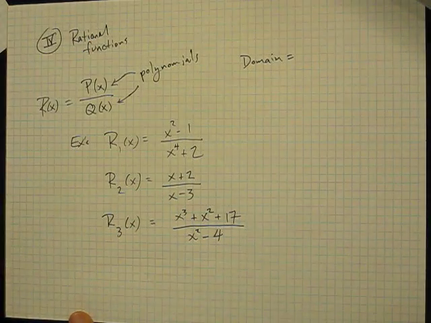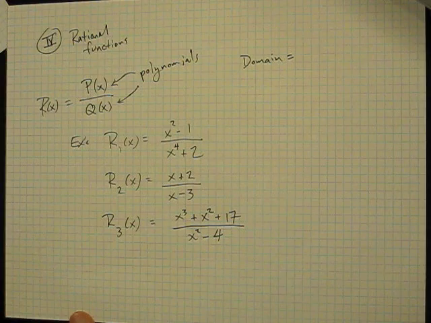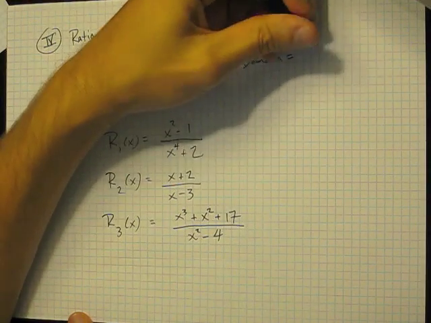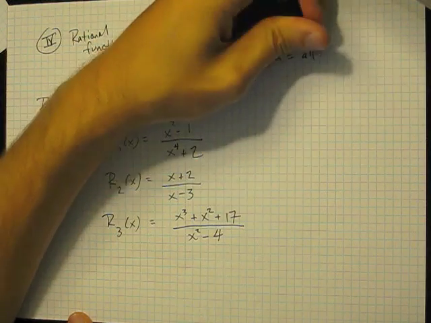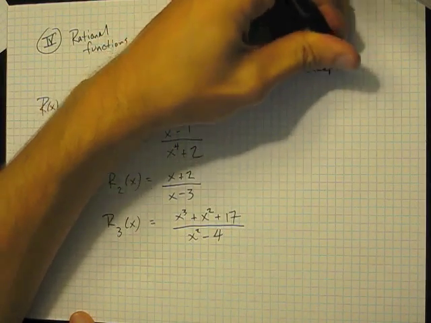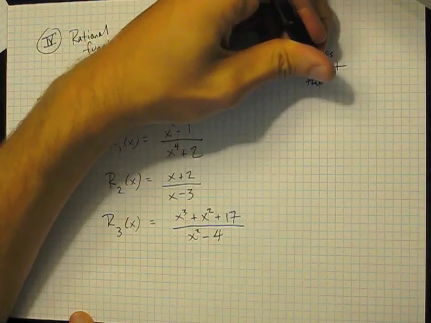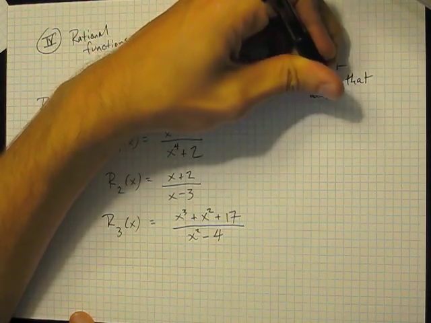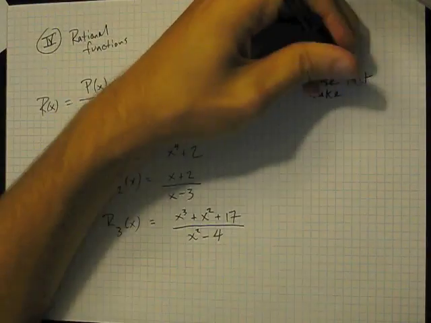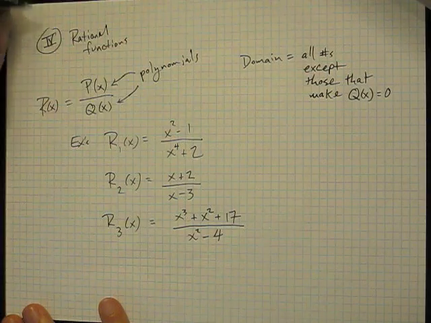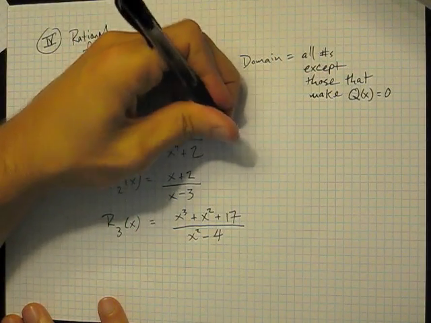The domain of a rational function is just all numbers for which the denominator is non-zero. So domain: all numbers except those that make q, we were calling the denominator q of x, equal to 0. So let's just do an example. Let's look at these examples.